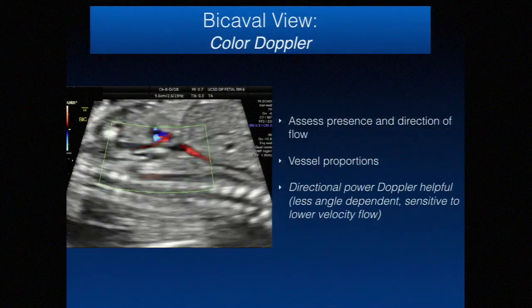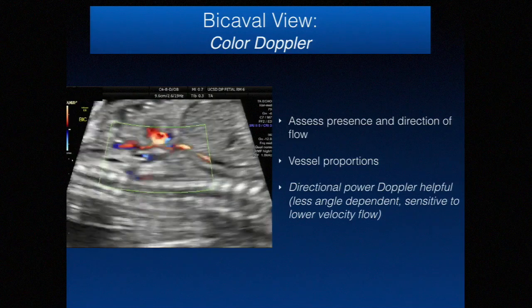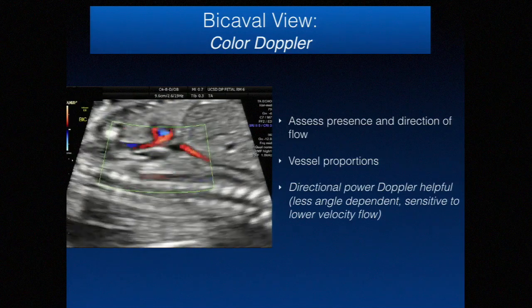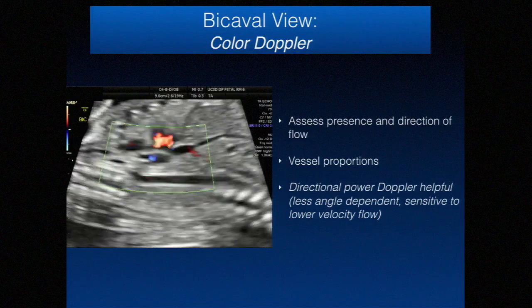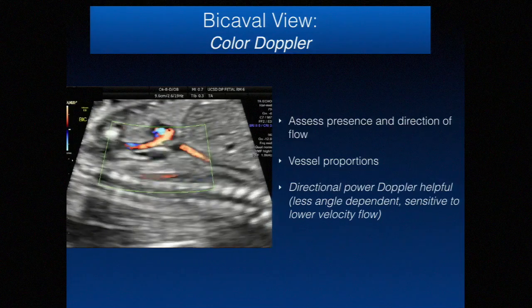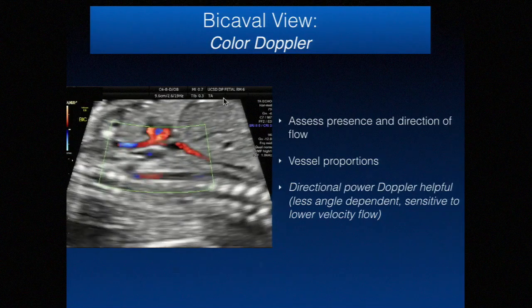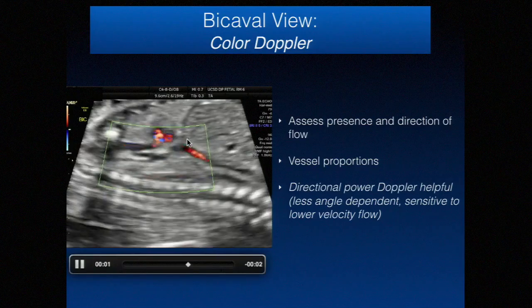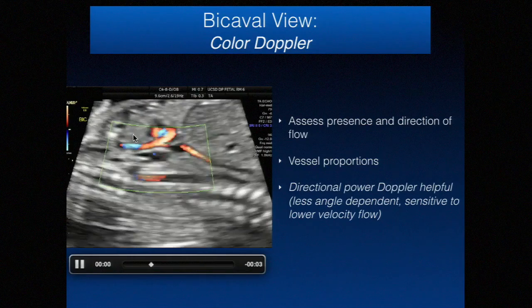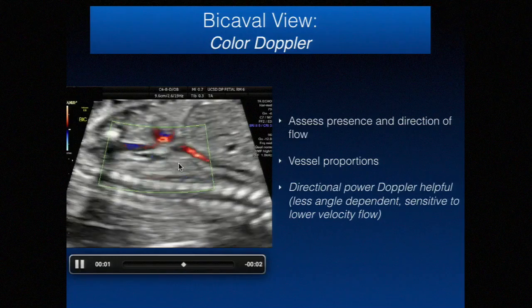Color Doppler, as part of the guidelines, is used to confirm presence of flow. And again, if there's any question about proportions, color Doppler can be helpful to help you decide. I do use the directional power Doppler with this as well, just because we are coming in at a poor Doppler angle and there's not much we can do about it. So this will help fill in better than the color Doppler.